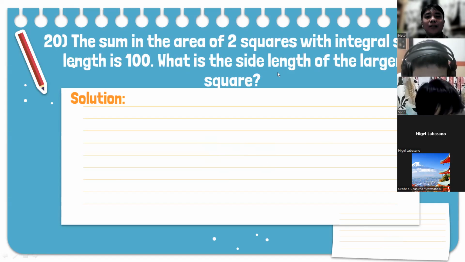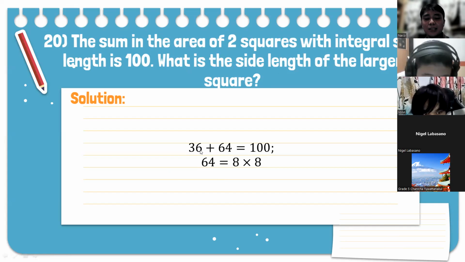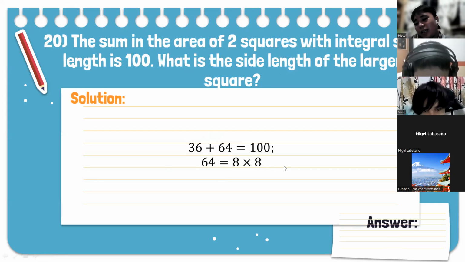20. The sum of the area of two squares with integral side. Oh, so we're finding two perfect squares which would sum up to 100, which is also a perfect square. I guess this one is kind of obvious, right? It follows the 3, 4, 5 right triangle thing. 3, 4, 5, meaning we're doing what? 60, 80? Yeah, in this case it's 6 and 8. So this is 6 squared, this is 8 squared. So the side of the larger square would be 8.